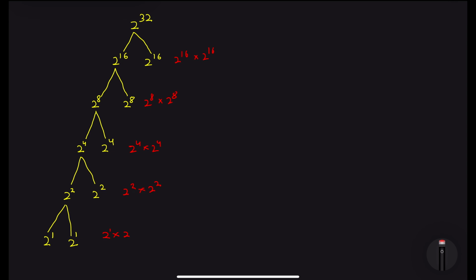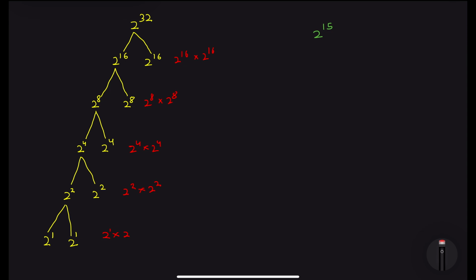So we do not need to calculate again and again. We will only calculate one side to get the final answer. When the power of the element is odd, then we need to follow a slightly different approach. So here we have an example with 2 raised to the power 15.